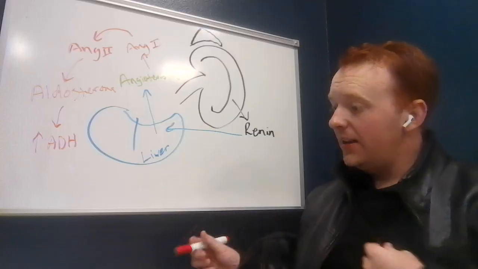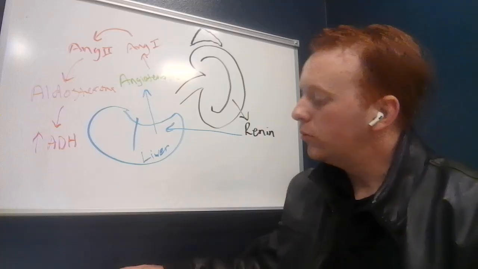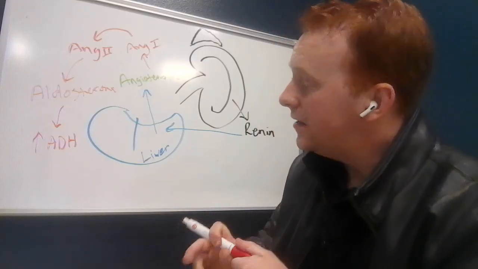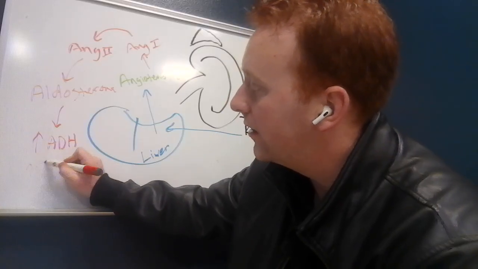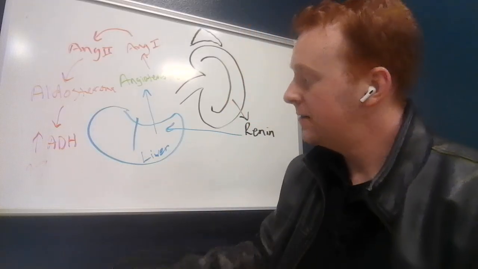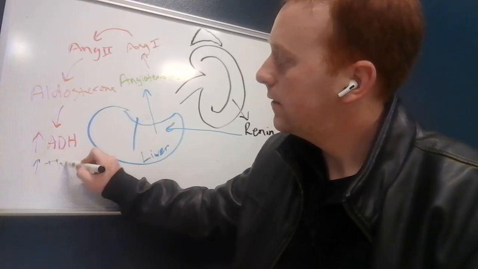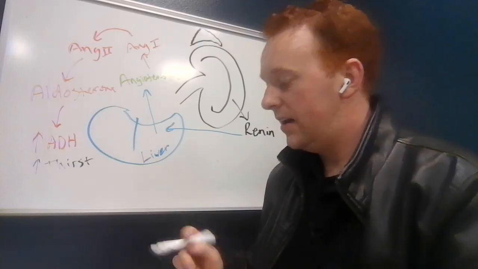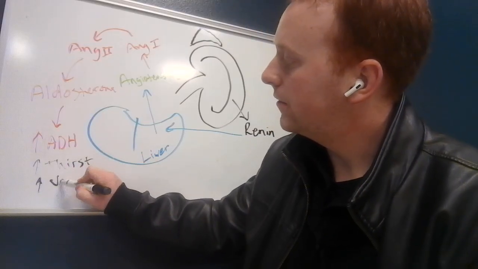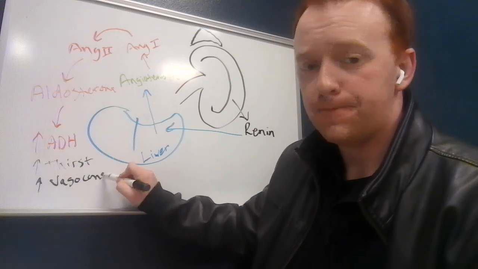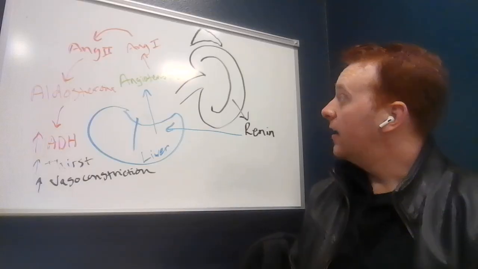And so finally, I want to talk about one more thing about angiotensin. It increases ADH, increases your thirst, so you want to drink more water. This marker is being so bad. Increases thirst. And it also increases constriction, or vasoconstriction. Okay. I got that all out.